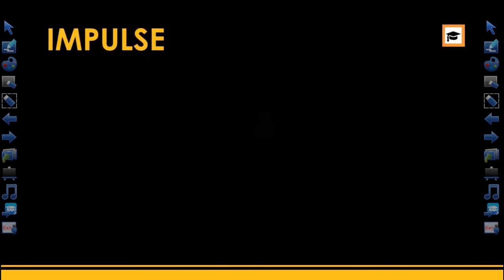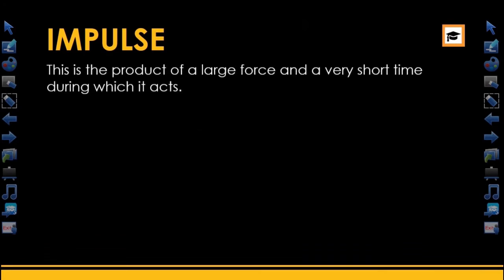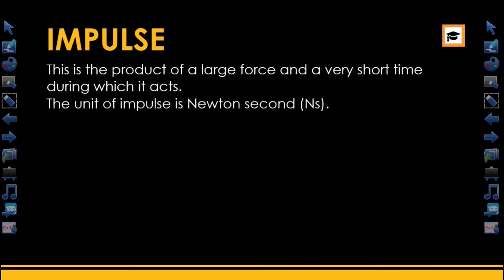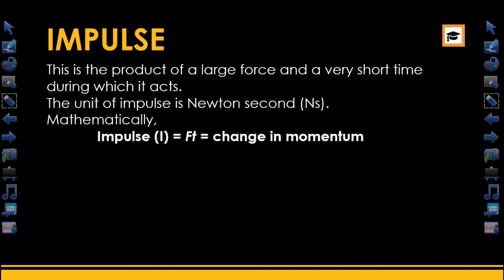Let's take a look at the concept of impulse. Impulse is a product of a large force and the very short time in which it acts. The unit of impulse is Newton seconds. Mathematically, impulse I equals Ft, and it's also equal to change in momentum. Change in momentum is equal to mv minus mu.